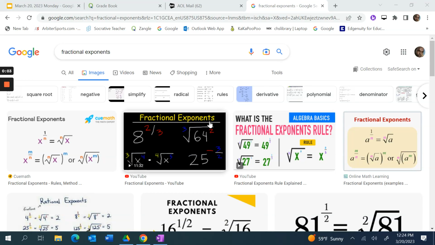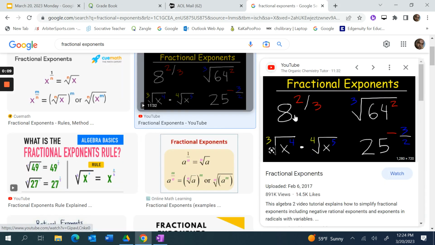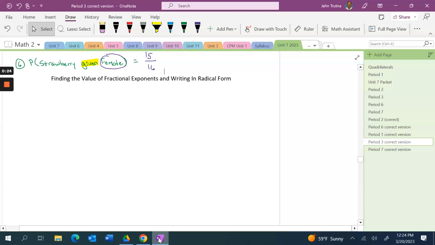All right, fractional exponents, you guys. And when we talk about fractional exponents, we are talking about, if you look right here, this 8 with the exponent of the 2/3 power. This is what we are talking about. 8 with an exponent of 2/3 power, okay?